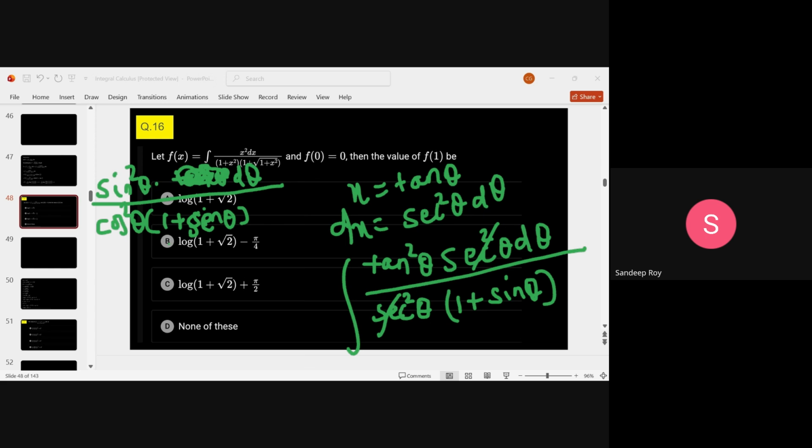Yes. So now I think you can try once. That is the approach. Now the simplification part you have to do, and you'll be getting the answer as option B. Now I think you can do it. Let's go to the next question if this is clear.